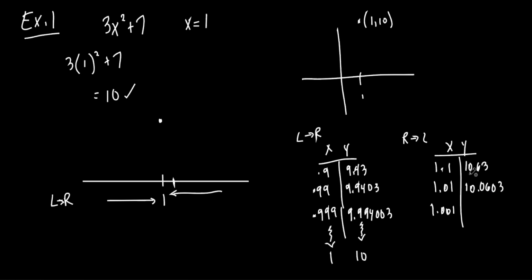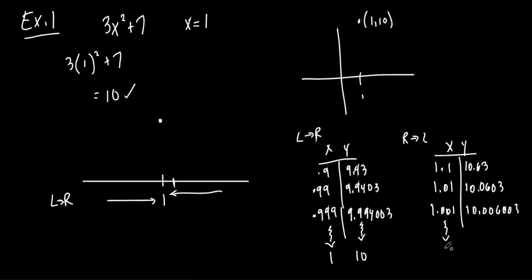So what are we doing? We're getting closer and closer to what? To 10. And that's what we want to do. If I put that number in, I get 10.006003. All right? So let's do a little squiggle thing.